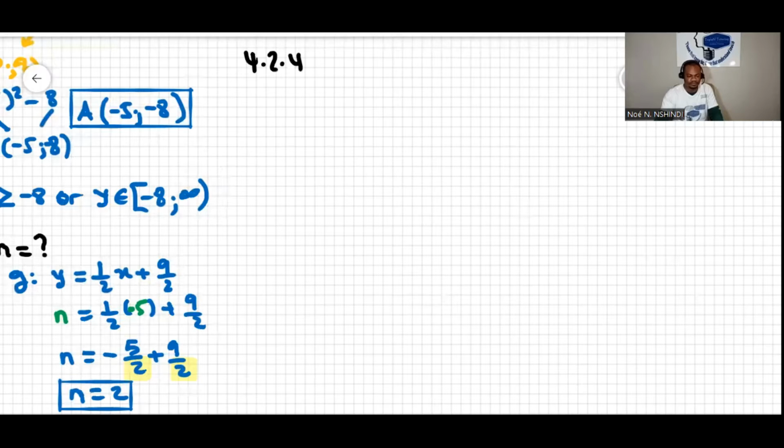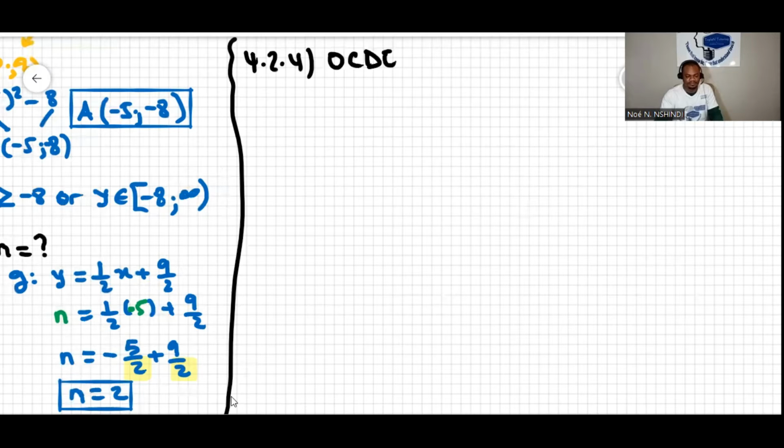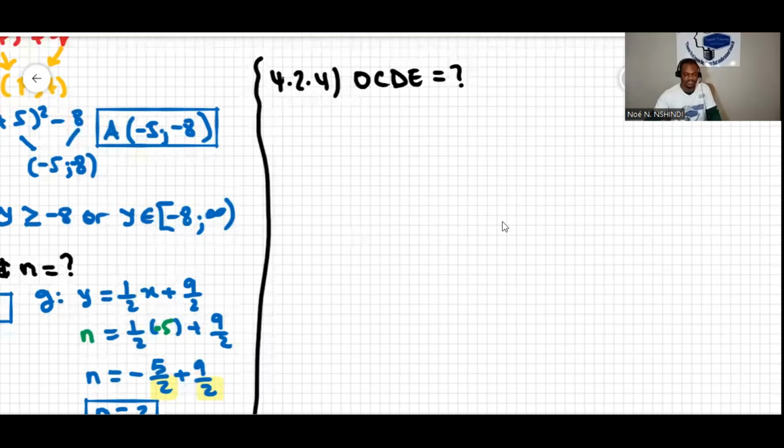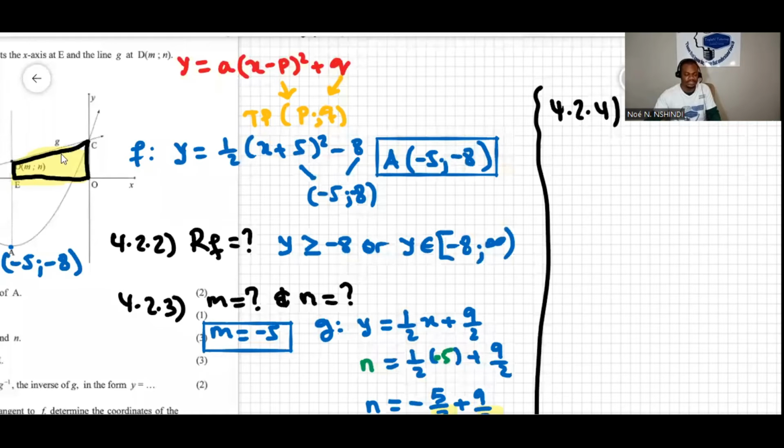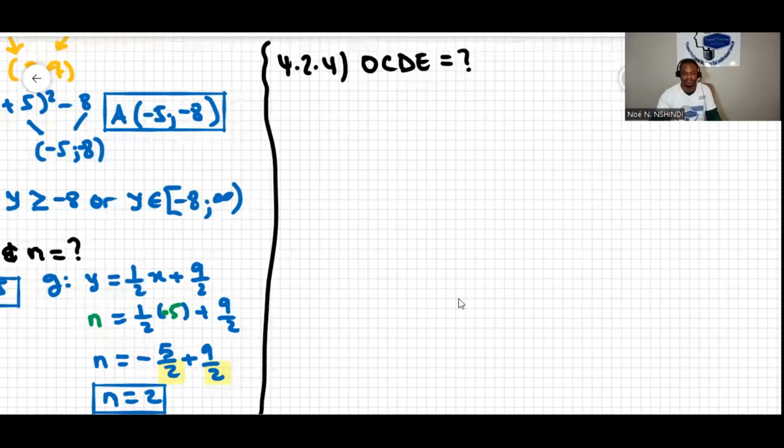4.2.4. So we're looking for the area OCDE, the area of a trapezium. Okay, let's just look here. What do we know? Because we said it's the area of a trapezium. What do you know about the area of a trapezium? What's the formula for the area of the trapezium?